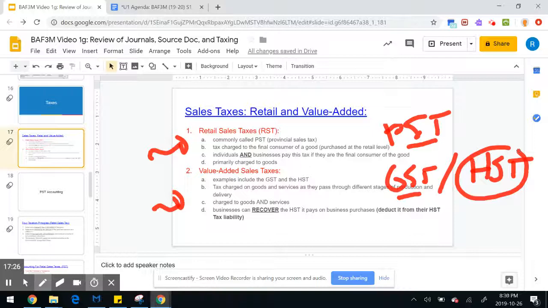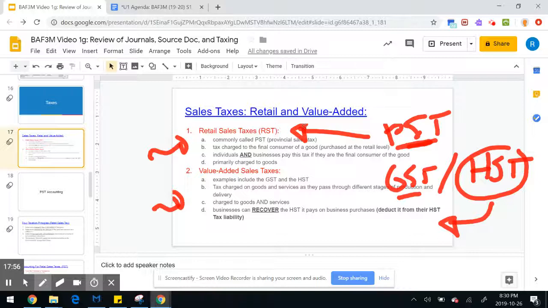And as we'll talk about here, the only real difference is that with value added taxes, if a business makes a purchase, not a consumer, they can recover the taxes they pay. So businesses get their HST back, basically. Whereas with PST, with retail sales taxes, with non-value added taxes, even if a business spends money, we can't get our PST back. We're just stuck. We have to just pay our PST.